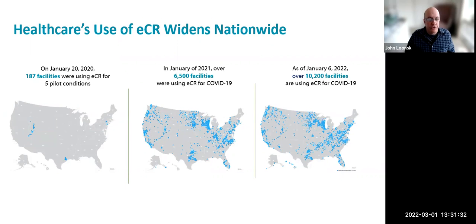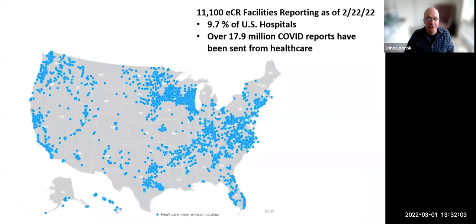This is what it looked like during COVID. So at the outset, 187, January 2020, these were just pilot projects and pilot conditions. By January of 2021, we had 6,500 facilities onboarded. This all occurred during COVID. I mean, if you can appreciate how many obstacles COVID puts in the way, this still occurred during COVID. In January of 2022, 10,200 facilities, and then our current map or very current representation, we have 11,100 facilities that are doing electronic case reporting.